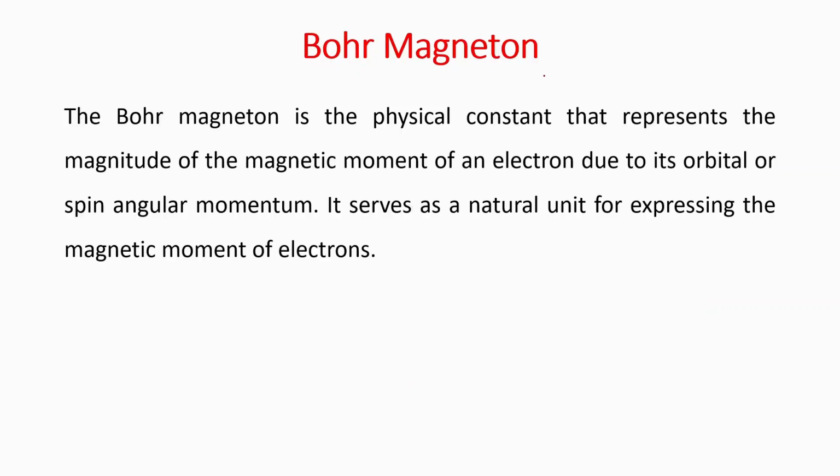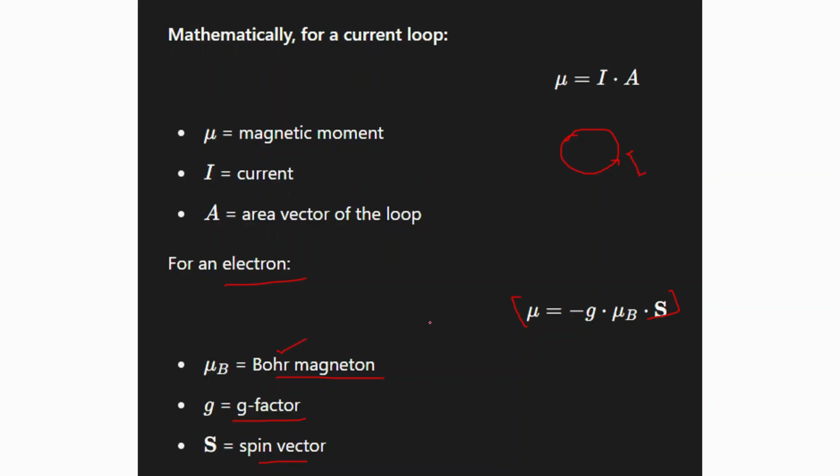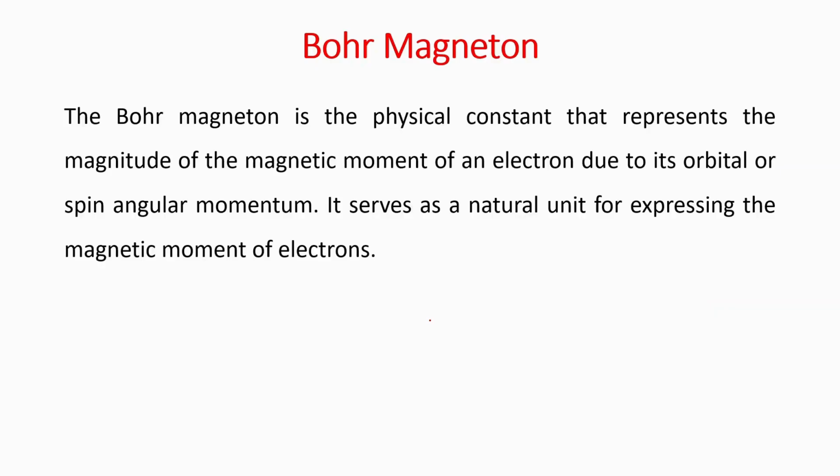Okay, so Bohr magneton, we just introduced in the earlier slide. What is Bohr magneton? Bohr magneton is a constant that represents the magnitude of magnetic moment. It gives the magnitude of the magnetic moment of an electron due to its orbital or spin angular momentum. It serves as a natural unit for expressing the magnetic moment of electrons. So basically, if we have to measure the magnetic moment of an electron, the Bohr magneton serves as the unit.